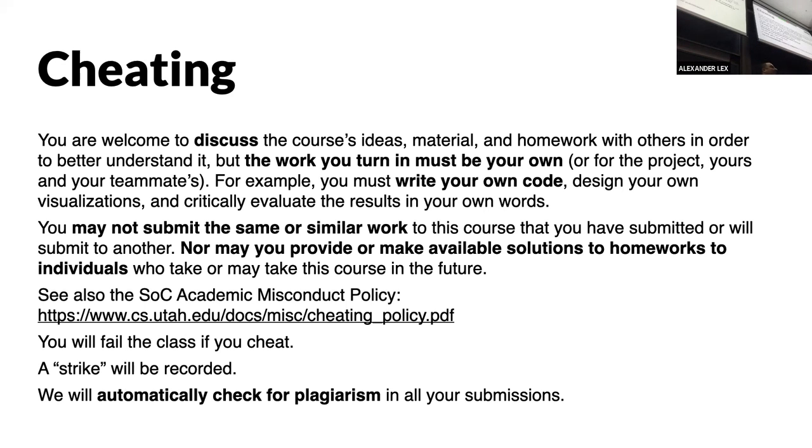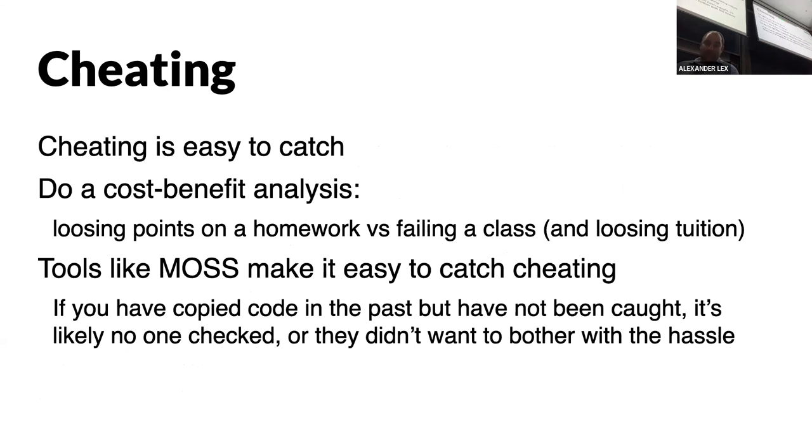Note that we will automatically check all submissions. We compare to previous solutions and to sources on the internet, and we'll check against each other's solutions. There are really good tools like this. You can check them out. For example, Stanford's Moss tool allows us to do this more or less automatically. It's easy to catch, and I would recommend doing a cost-benefit analysis if you're thinking about copying somebody's code, right?